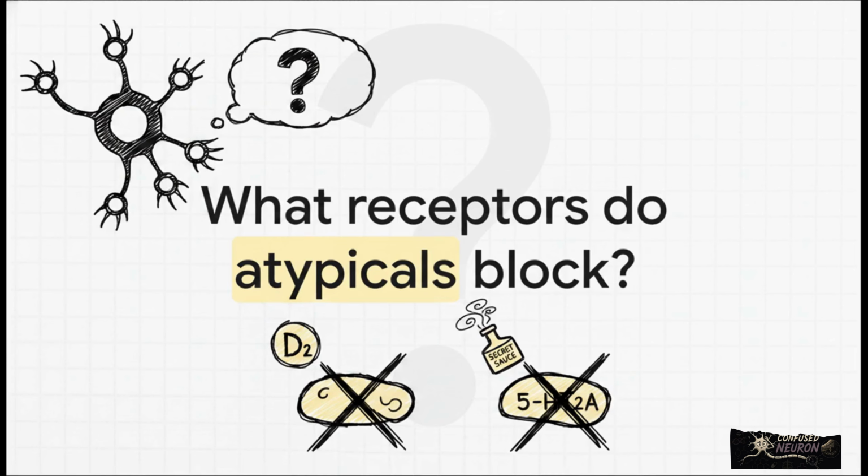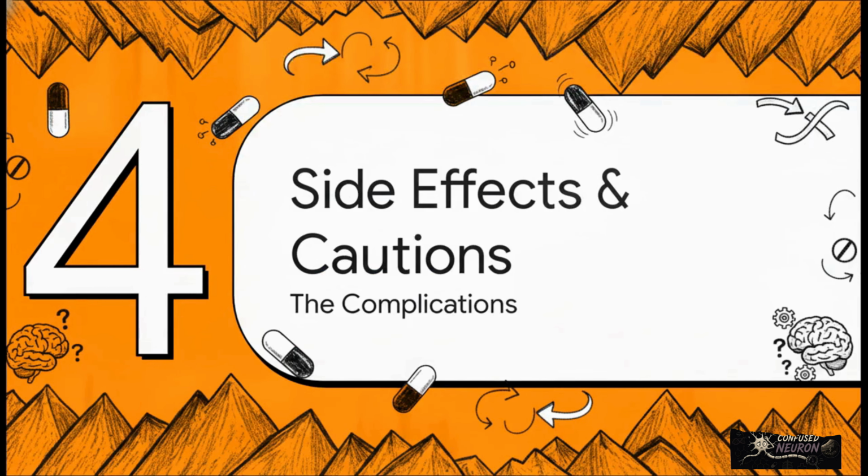If you are asked what receptors atypicals block, remember, they block both D2 and 5-HT2A receptors. That serotonin blockade is literally the secret sauce. As we always say in pharmacology, there are absolutely no perfect solutions in life, only trade-offs. Every single medication has side effects, so let's navigate the rather rugged landscape of the complications associated with these drugs.